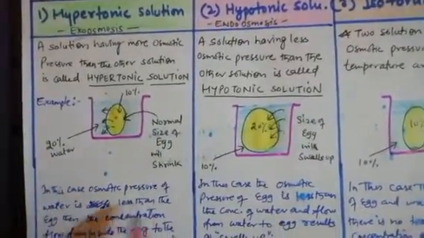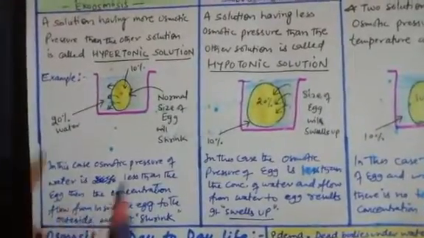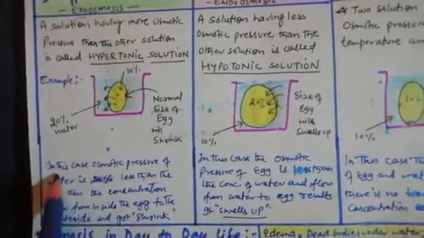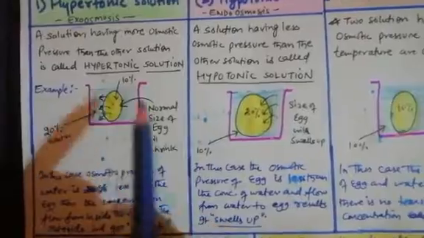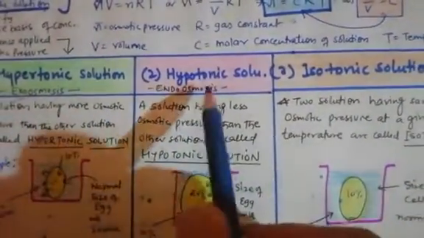In this case, the osmotic pressure of water is less than that of the egg. Then the concentration flows from inside the egg to outside the egg. That's why the egg will shrink. Whereas hypotonic is the opposite of hypertonic.